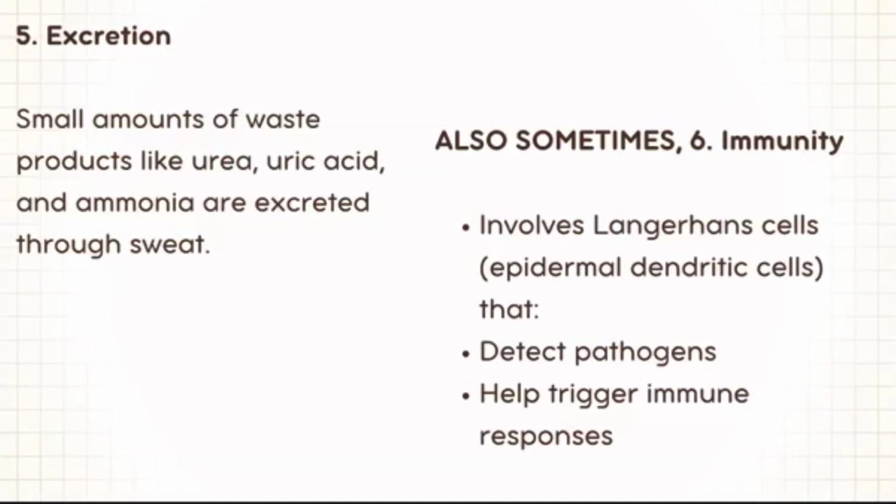The fifth one is excretion. Small amounts of waste products like urea, uric acid, and ammonia are excreted through sweat. Last but not least, immunity. Immunity involves the Langerhans cells in the epidermis, which help to detect invaders.